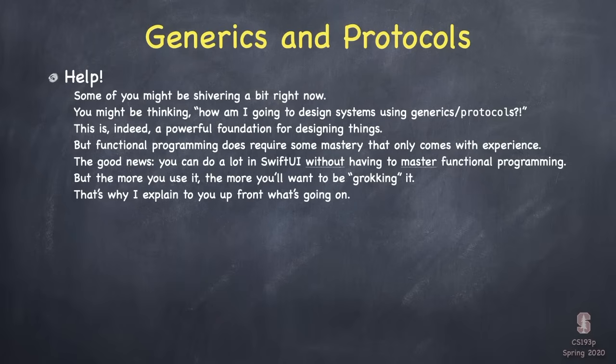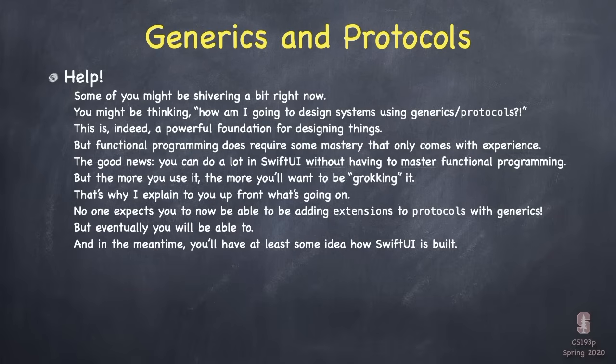And so the reason I'm explaining this to you now is so that the more you use it in SwiftUI, the more you see it in the documentation where you see these wheres happening, where you see protocols like View and Identifiable coming down the road, you're not just saying, oh, I have to put :View here. You're actually understanding how it's being designed underneath. And the more you see it, the more it's going to sink in, and eventually you might start to be capable of doing functional programming design as well. But no one expects you right now to be designing stuff where you're adding extensions to protocols with generics and all that, but eventually you'll be able to. And in the meantime, you'll know what's going on in SwiftUI.